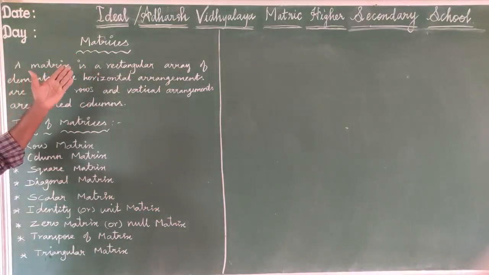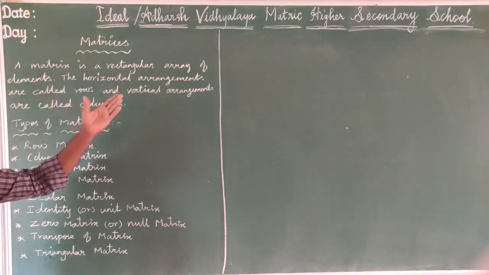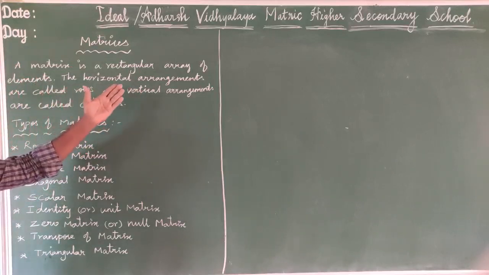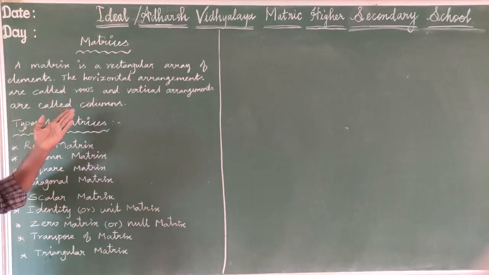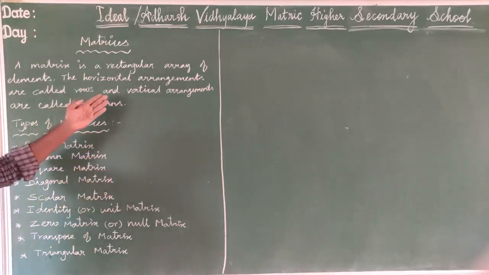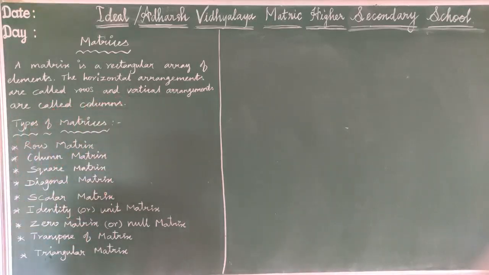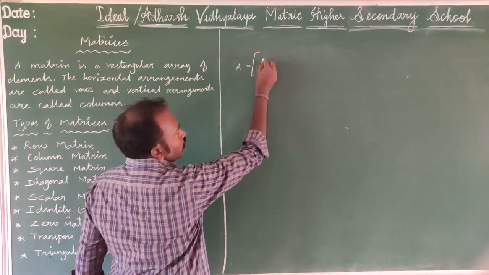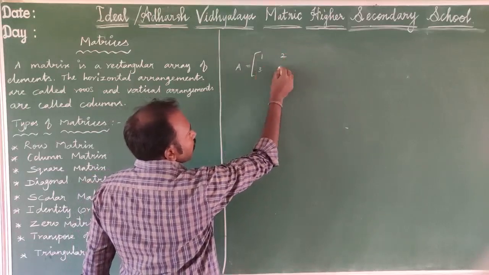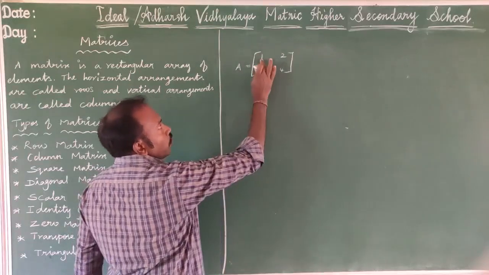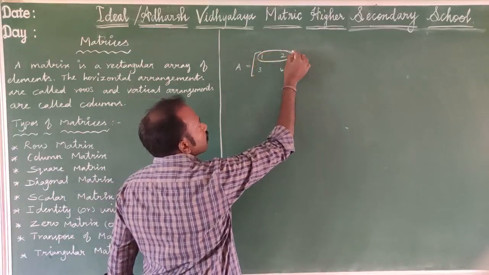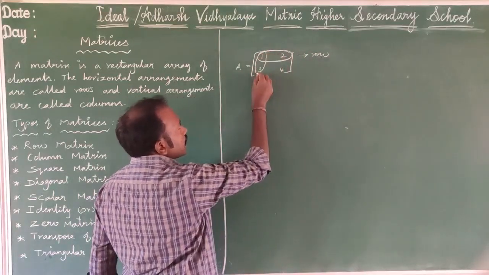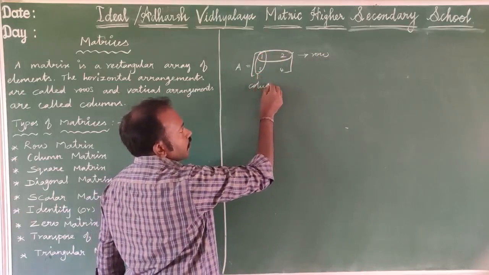Definition of matrix. A matrix is a rectangular array of elements. The horizontal arrangements are called rows and vertical arrangements are called columns. For example, the matrix A is equal to 1, 2, 3, 4. Here 1 and 2, that is row, and 1 and 3, that is column.